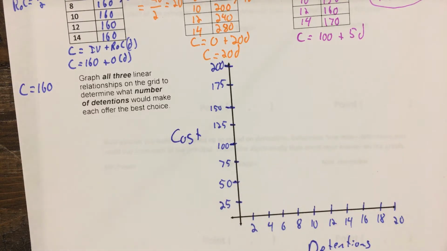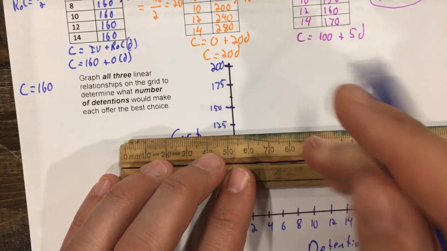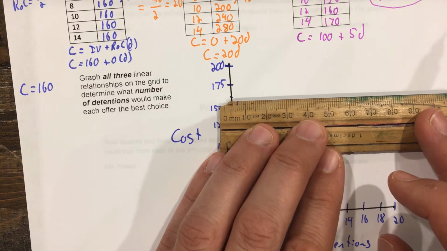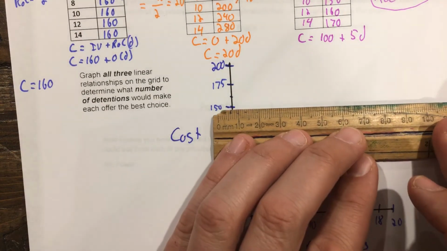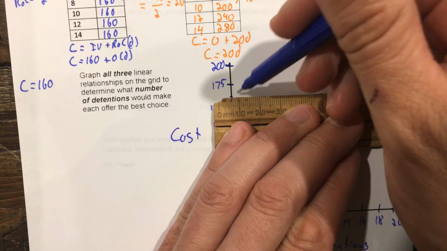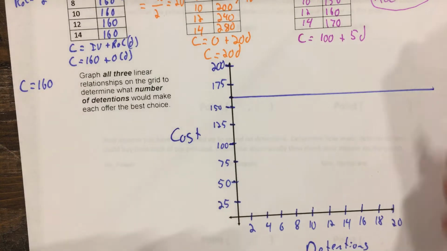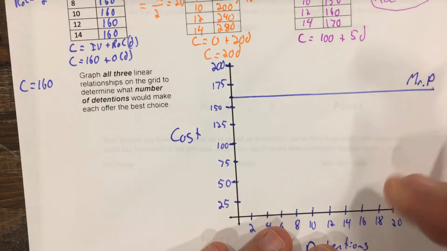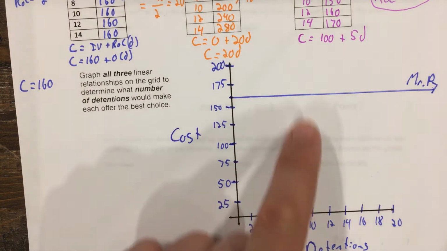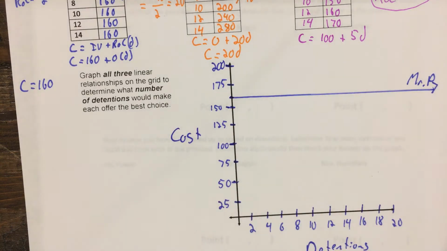Okay, so let's first graph Mr. Powers. Mr. Powers is pretty easy. If that's 150 and that's 175, I'm assuming that 160 is somewhere in there, maybe a bit lower than that. I'll try to make it straight here. Mr. Powers' line goes straight across. You have to pay him 160 bucks no matter what. If you get 0 detentions, 10 detentions, 18 detentions, or 20 detentions, it's 160 bucks right across.